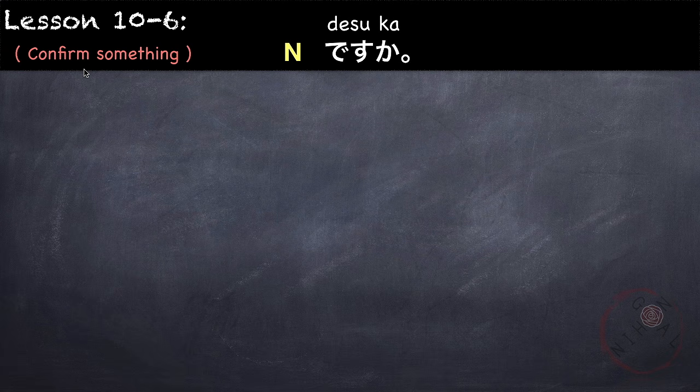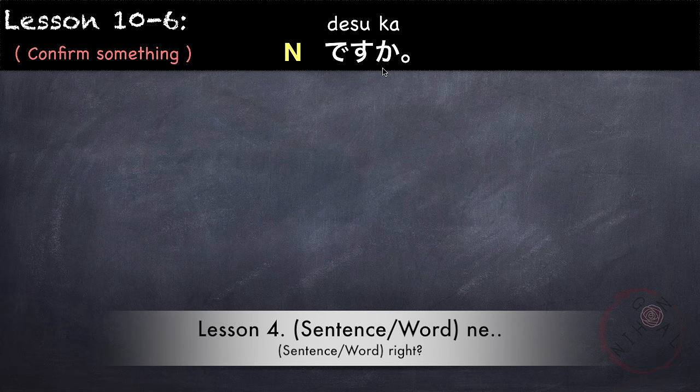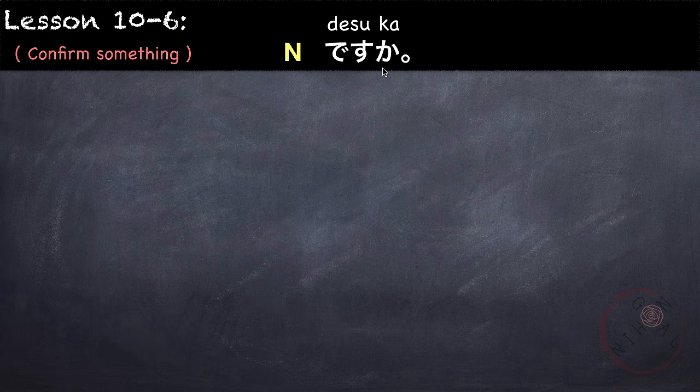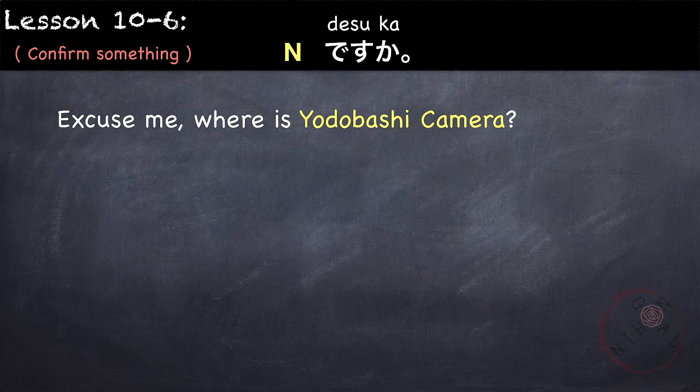Next is how to confirm something. We can use noun followed by desu ka to confirm information. In the past lessons, we've learned how to say en desu ne, which is en, right. Here, we can use desu ka to confirm the information. For example, in this conversation, excuse me, where is Yodobashi Camera? Yodobashi Camera is a major store that sells electronics, computers, and cameras.